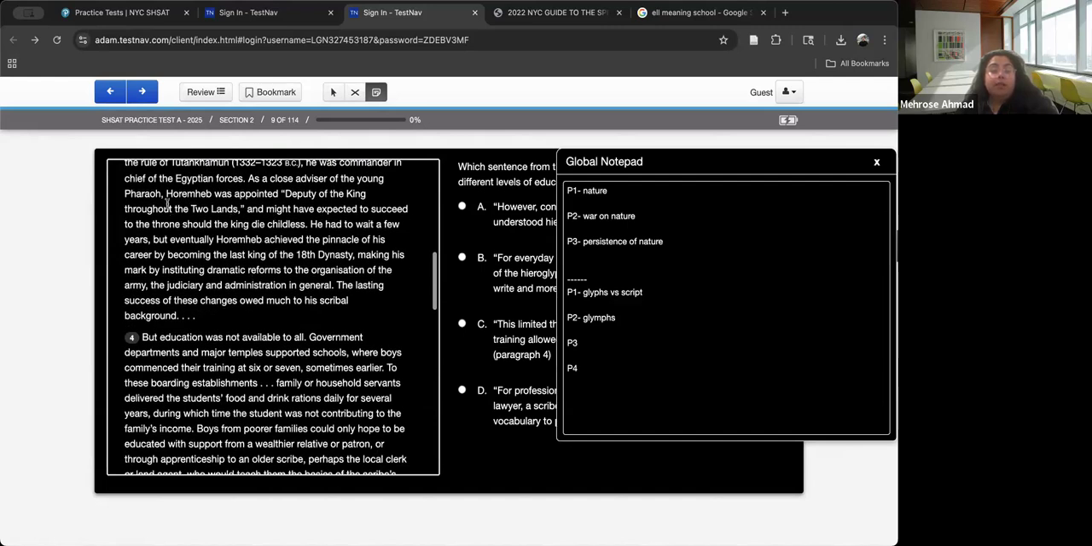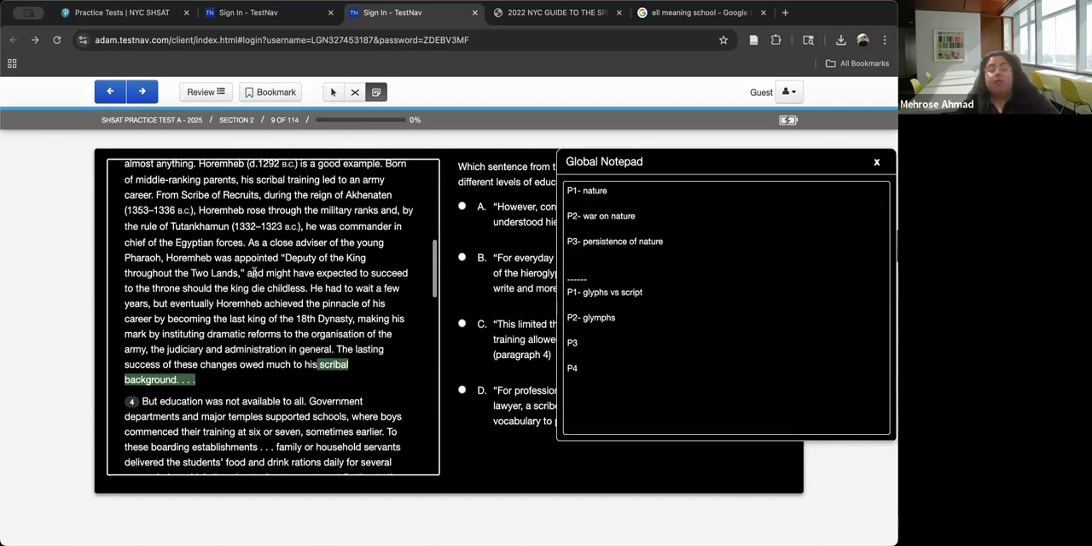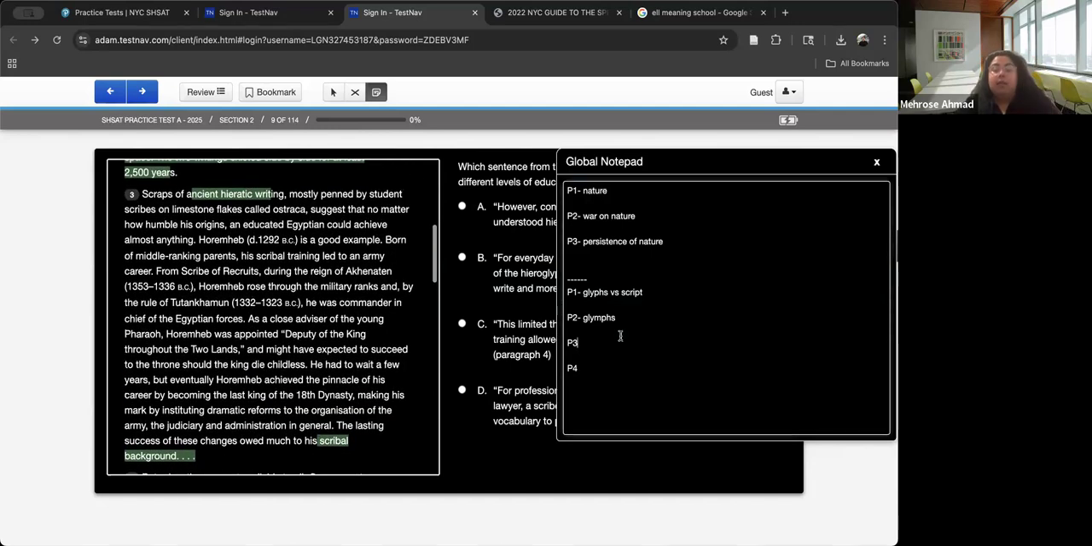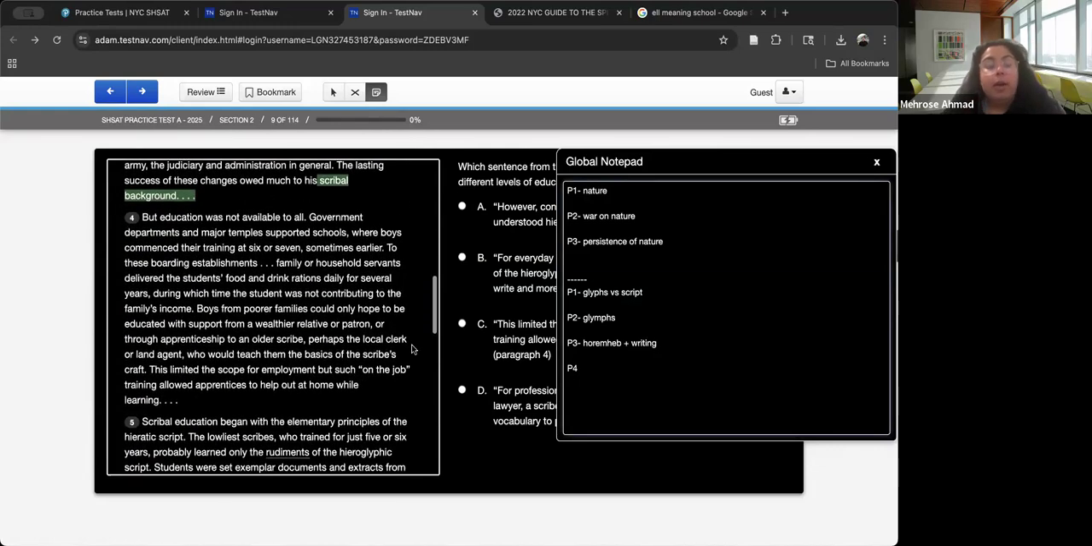As a close advisor of the young pharaoh, Horemheb was appointed deputy of the king throughout two lands, and might have expected to succeed to the throne should the king die childless. He had to wait a few years, but eventually achieved the pinnacle of his career. He became the last king, making his mark by instituting dramatic reforms to the organization of the army, judiciary, and administration. The lasting success of these changes owed to his scribal background. So this entire paragraph gives almost like a case study, a highly focused example on Horemheb and writing and how that really progressed his life, or basically his career.